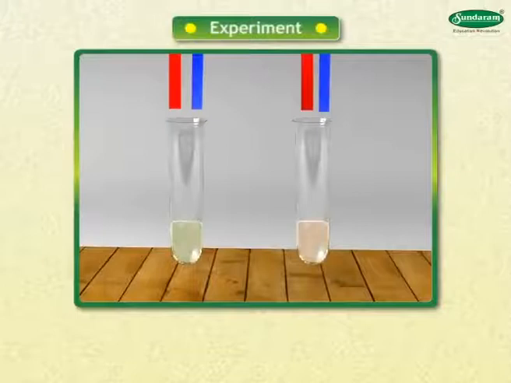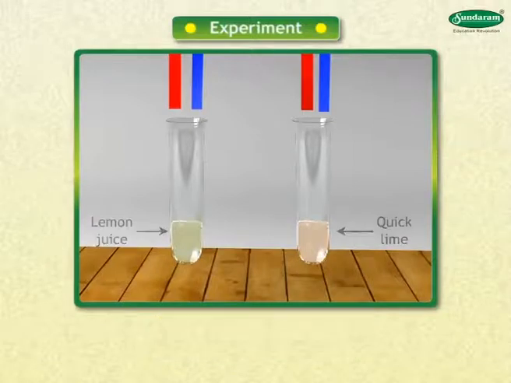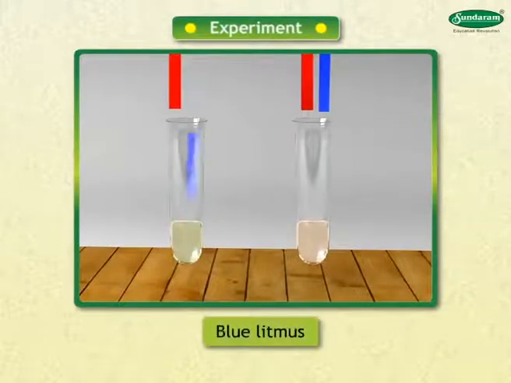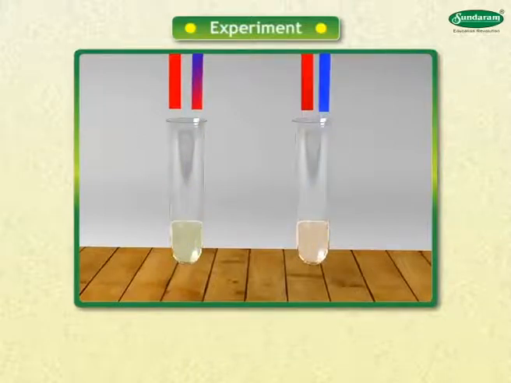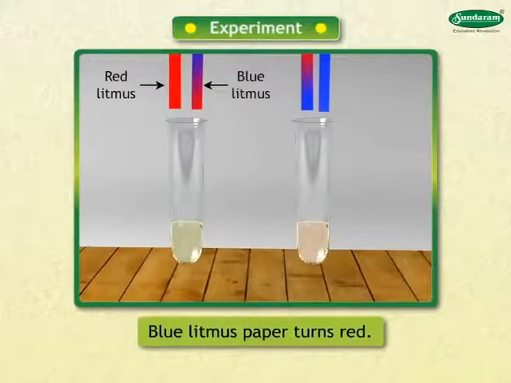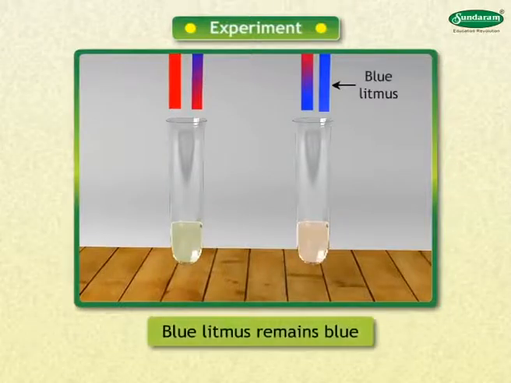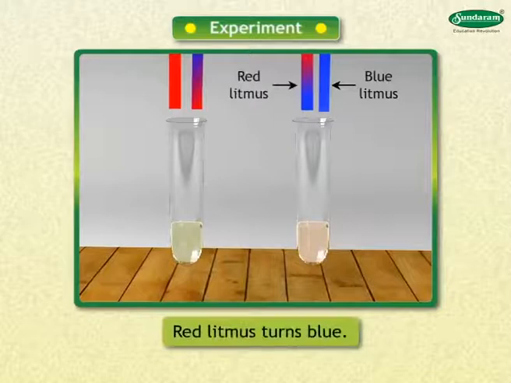Let us use the litmus to identify whether the given substances are acid or bases. Take two test tubes. In one test tube, take a solution of lemon juice and in the other a solution of quicklime. Dip one red litmus and one blue litmus paper in each of the test tubes. Observe both litmus papers carefully. What do you see? In the lemon juice solution, the red litmus paper remains red and the blue litmus paper turns red too. On the other hand, in the quicklime solution, blue litmus remains blue and the red litmus also becomes blue.